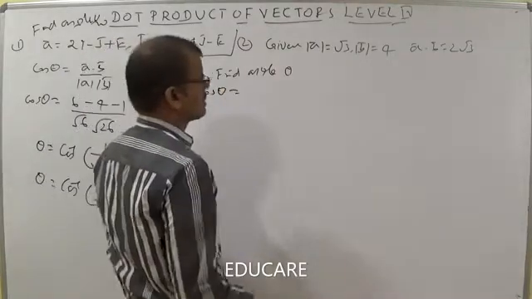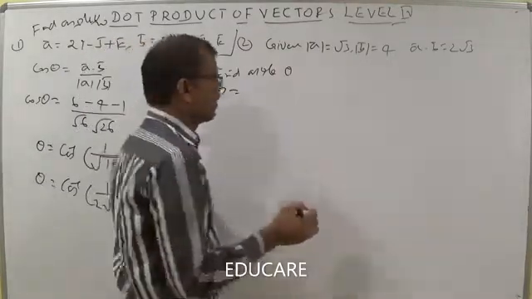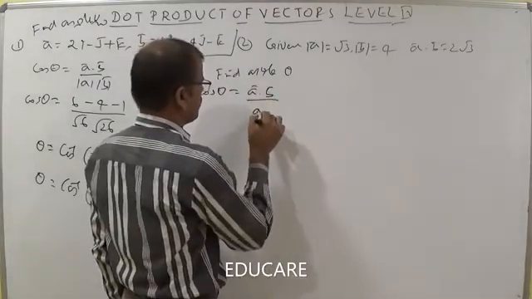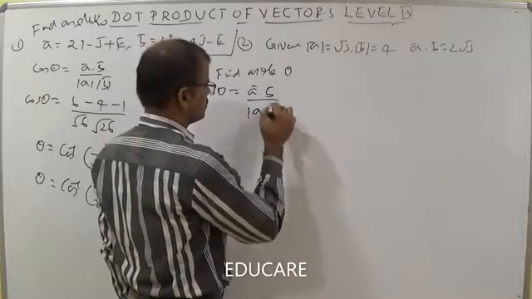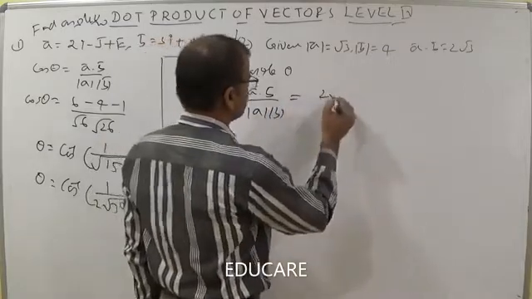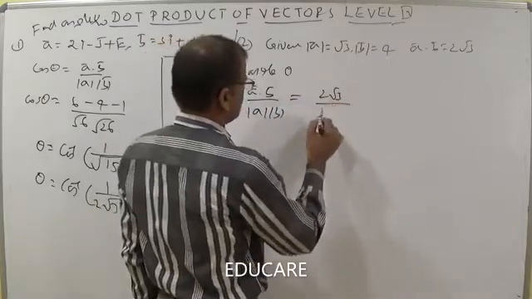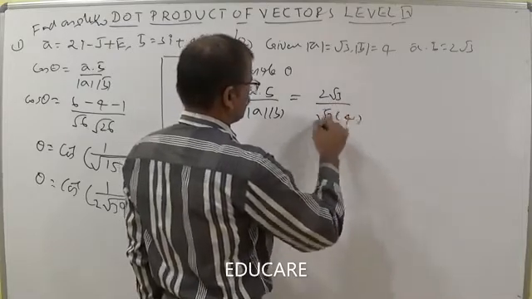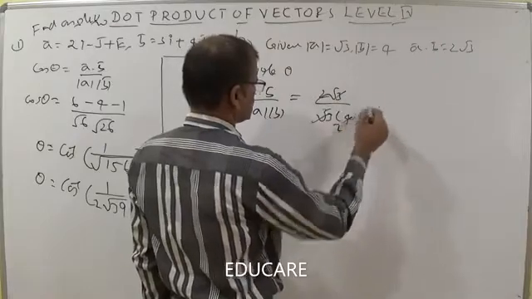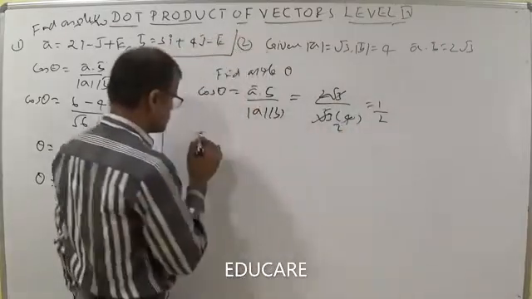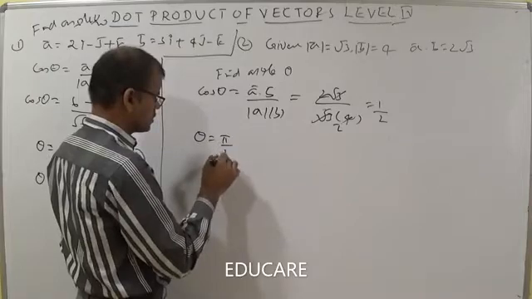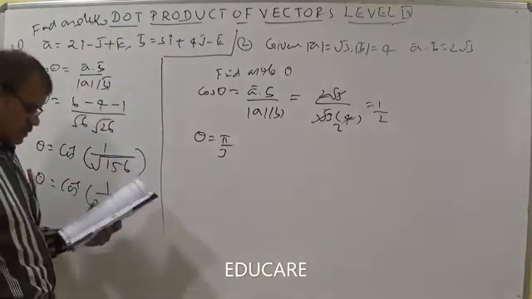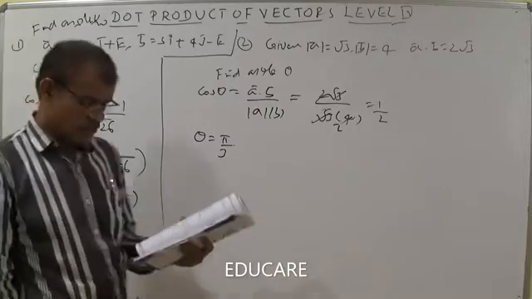What is the value of angle between two vectors? Same formula, cos theta is equal to A bar dot B bar by mod A into mod B. So no need to calculate anything. Simply you write here 2 root 3 by, this is root 3 into 4. Root 3 and root 3 get cancelled, 2 times get cancelled. So cos theta is equal to 1 by 2. So theta is equal to pi by 3. Simple question. Second option.